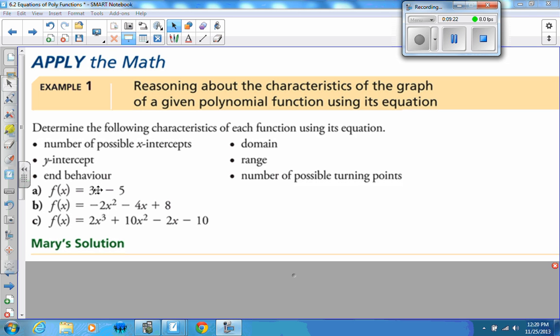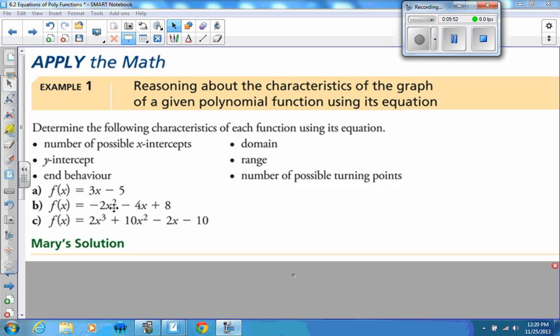The end behavior, since 3 is positive, should go from quadrant 3 to quadrant 1. Your domain is x is an element of the reals. Your range is also y is an element of the reals. The number of possible turning points is 0 in a linear function. For the second one, you're looking at a quadratic because x is squared, that's your highest power. So the number of possible x-intercepts could be 2.